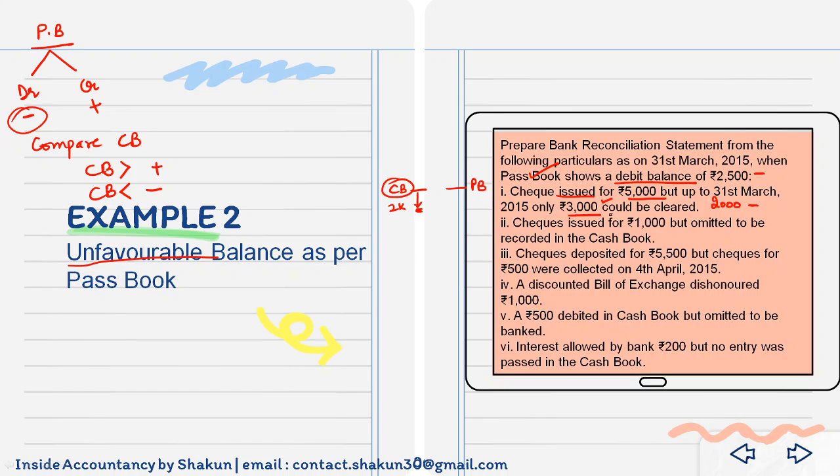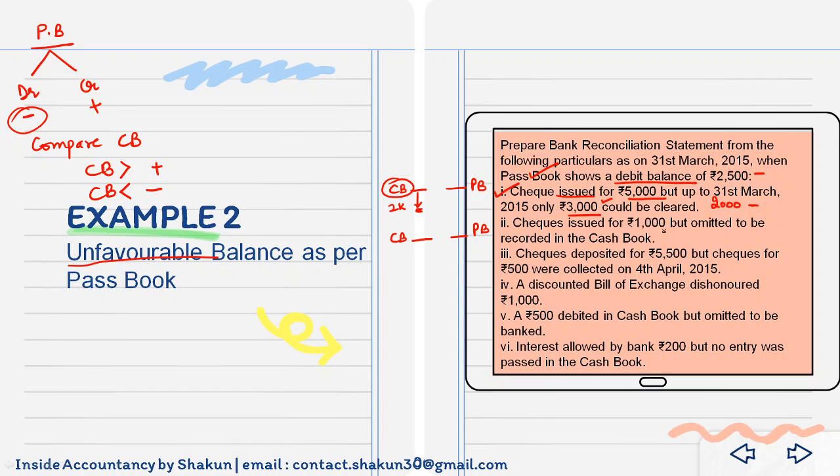I hope that's clear. We are not concerned with the amount of checks that has been cleared, has been presented, has been collected. We are concerned with those checks which have not been cleared, which have not been presented, or which have not been collected. So out of 5,000, we are only going to pass the entry for the transaction worth rupees 2,000. So first is done. Second, again cash book balance and passbook balance.